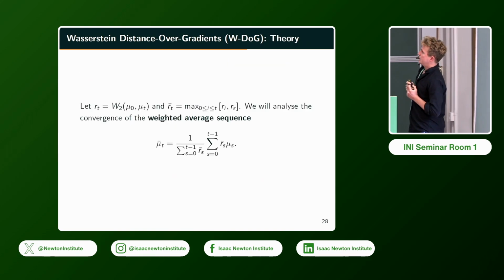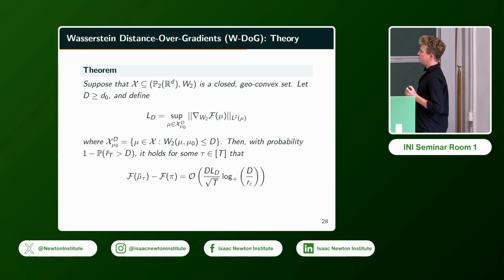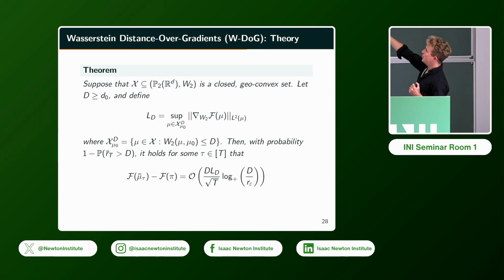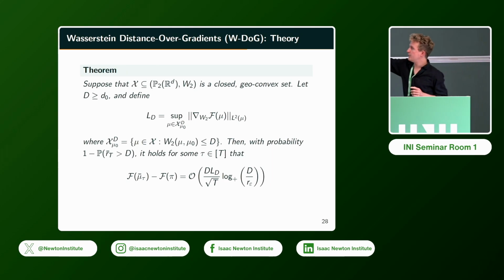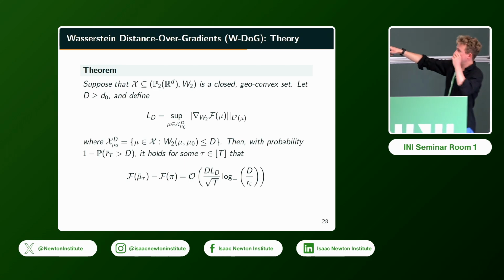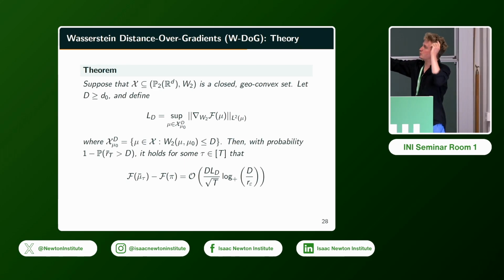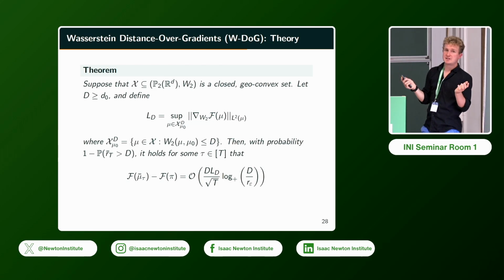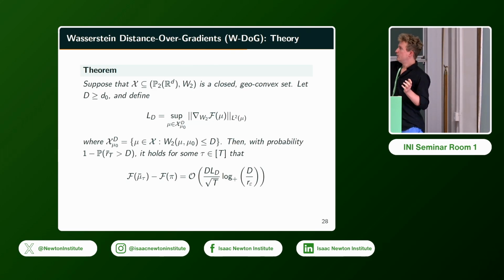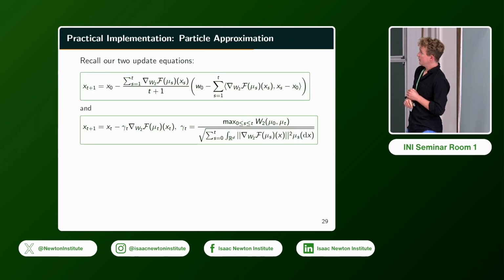Okay, and just a brief theorem, but I won't spend too long on this. What can we show? Well, under similar assumptions to before, we can again show that a weighted average of the iterates, the distance between f evaluated at that and f evaluated at the target, converges at a rate of 1 over root t with some additional logarithmic dependence on other problem parameters.